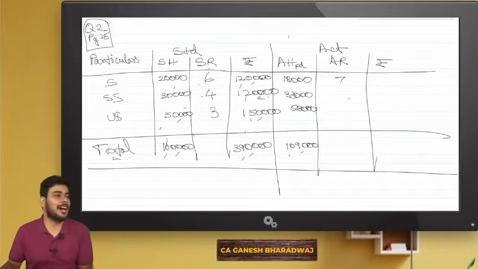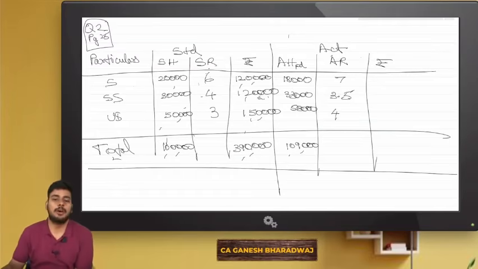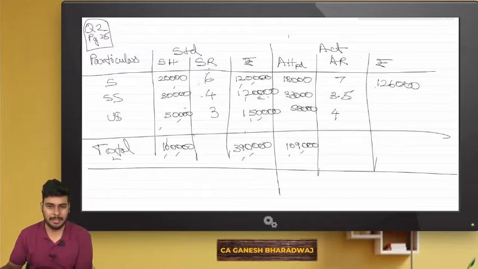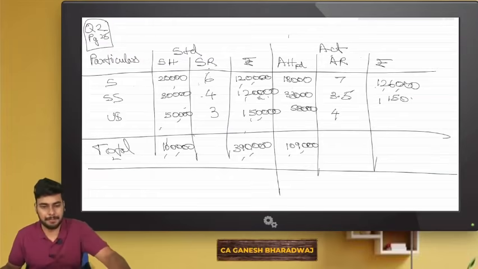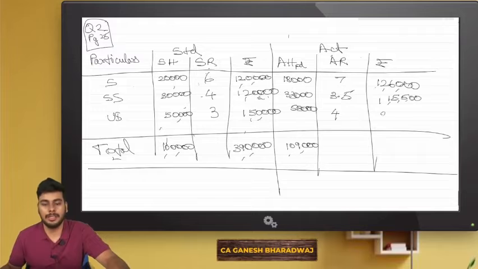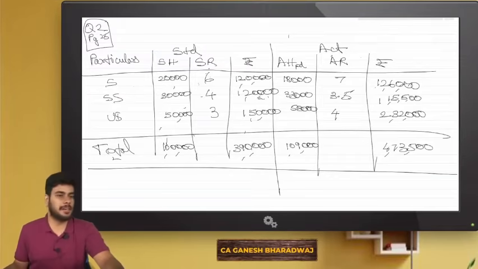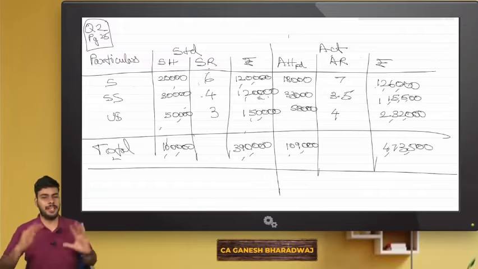So actual hours, actual rate. What's your actual rate now? 3.5, and here it's going to be 4. Now what's your rupee value? That's also given there. 1,26,000, 1,15,500 and 2,32,000. Total 473,500. Correct or not? 473,500. Yes, guys. Fine. You got this.